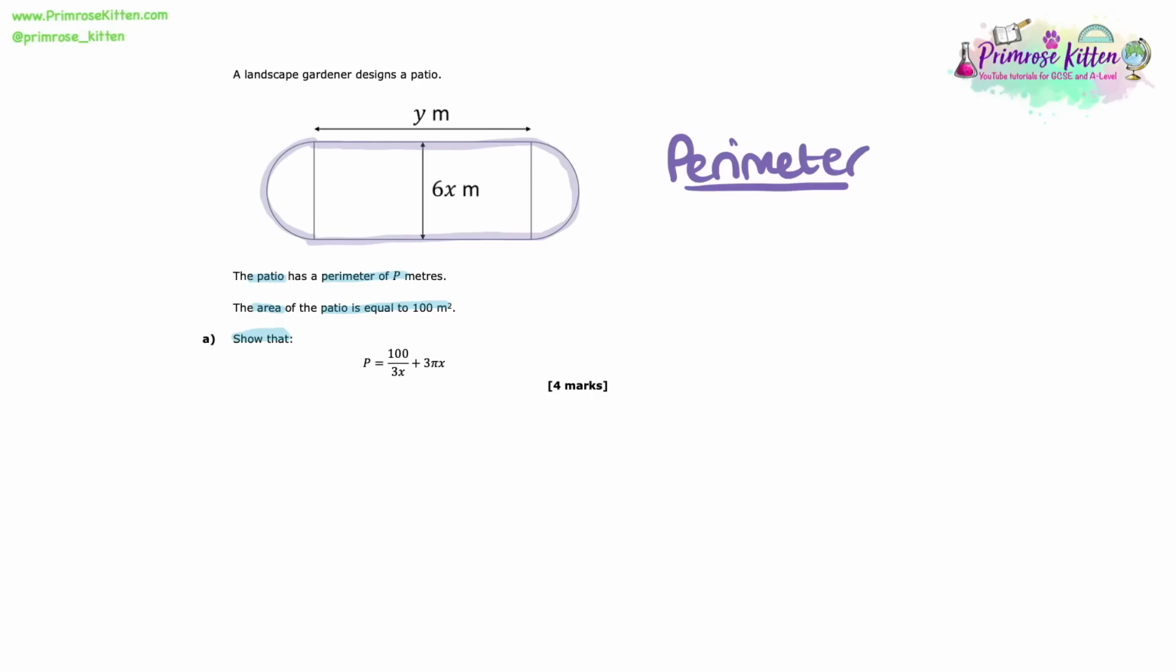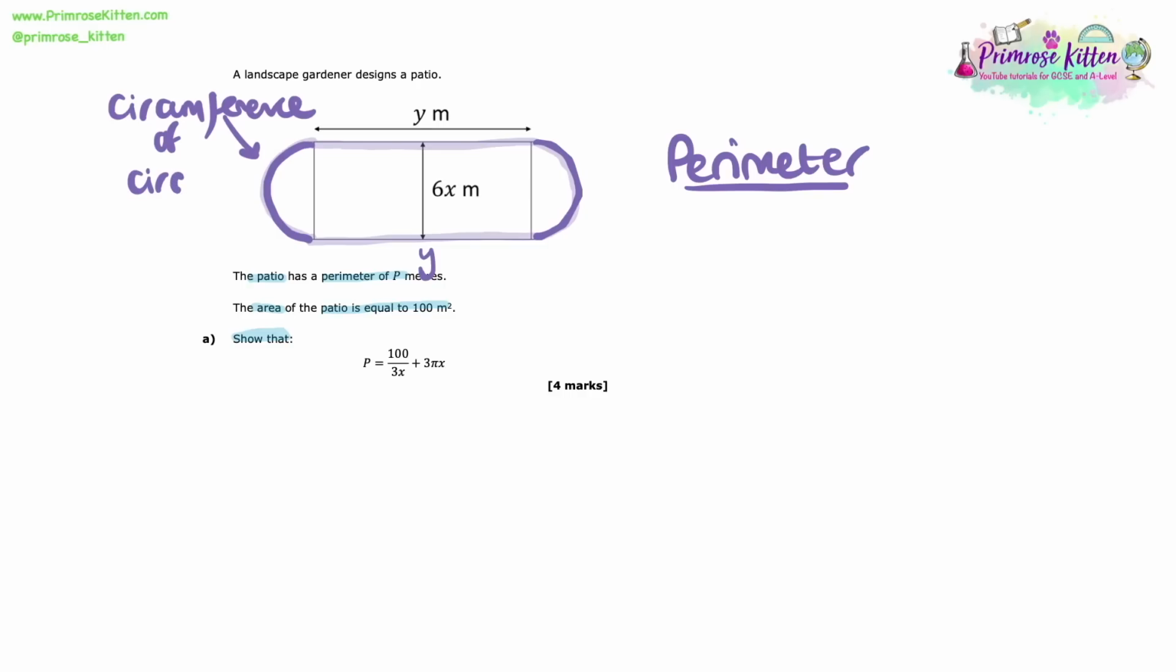So here I can see that I've got a y on the top, a y on the bottom, and then I need to have a think about these two halves of a circle. Well, if I've got two halves of a circle, I've actually got a whole circle, haven't I? So what I can do is work out the circumference of that circle.